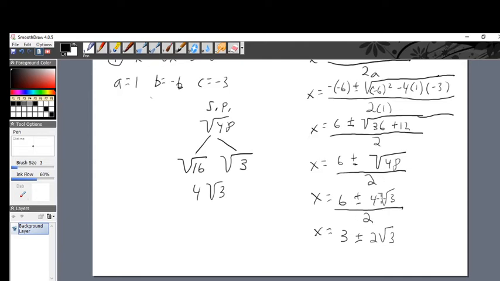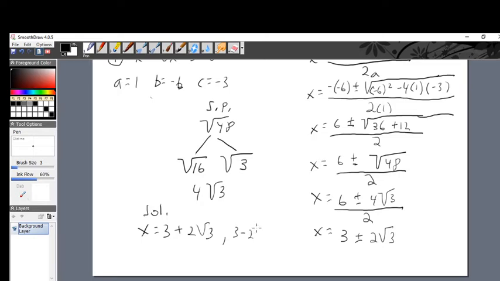2 went into the 6, went into the 4, and now we have our two solutions. This problem is over. The solutions to the quadratic equation are x equals 3 plus 2 square root of 3, and 3 minus 2 square root of 3.